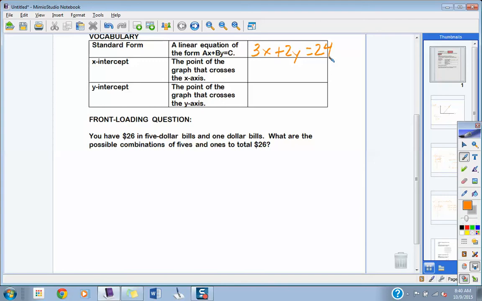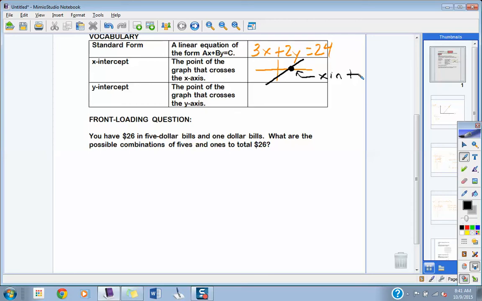Guys, we're going to start using that form to help us form graphs. Two points that are going to be very important for us today are the x-intercept and the y-intercept. The x-intercept is the point of the graph that crosses the x-axis. So if you have a graph that looks like this, this point right here would be considered the x-intercept. It's where that graph crosses the x-axis.